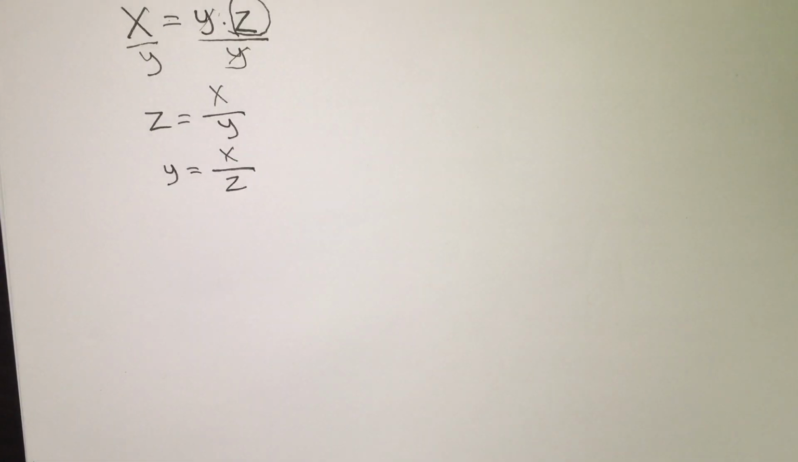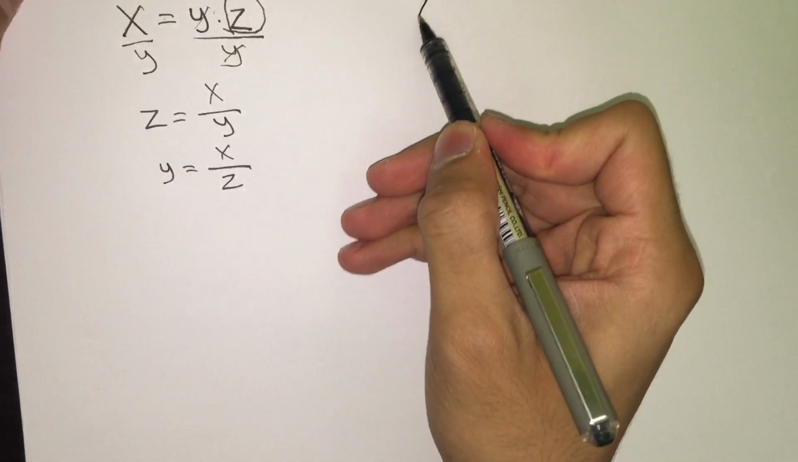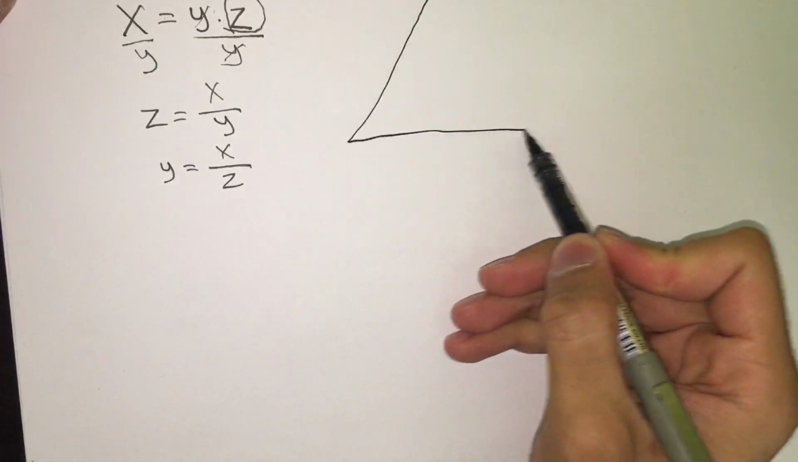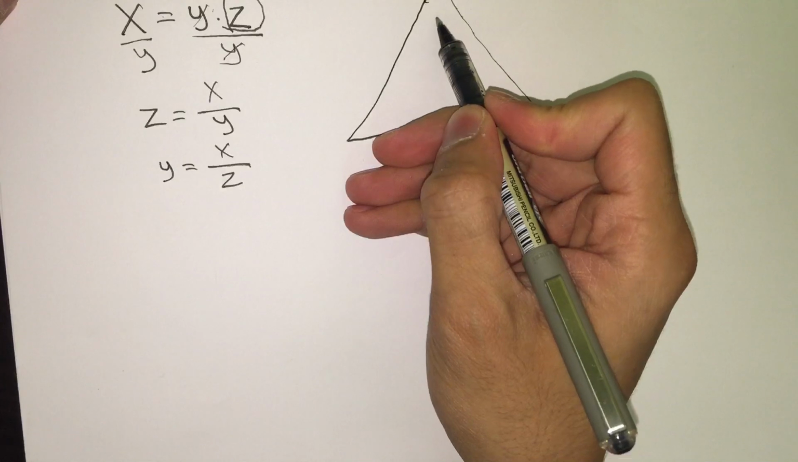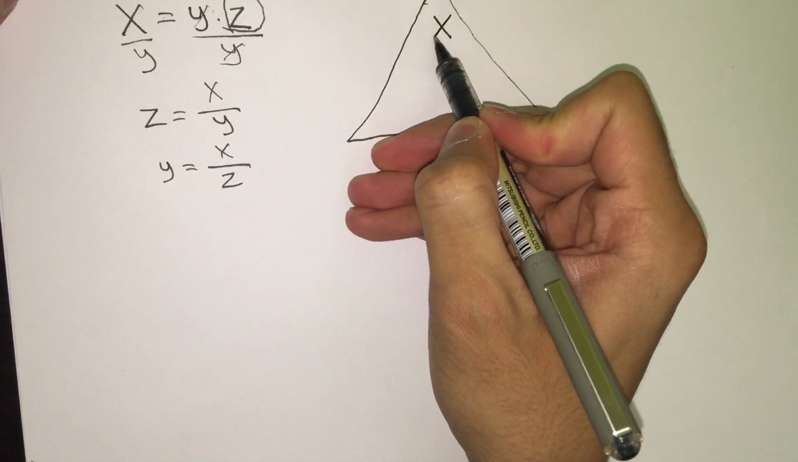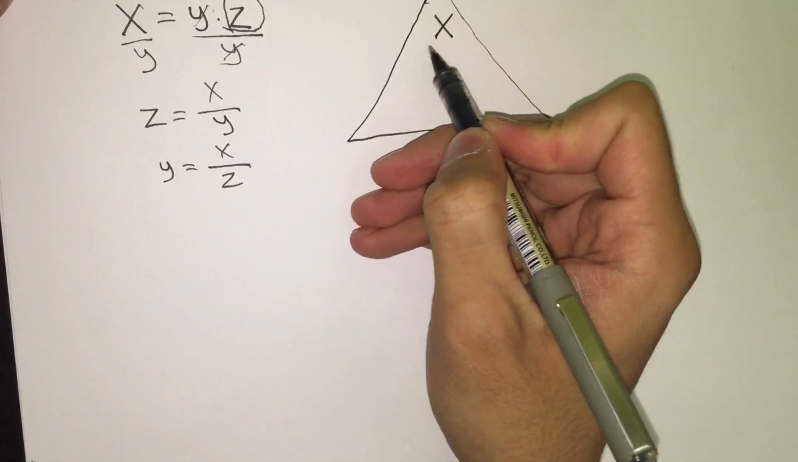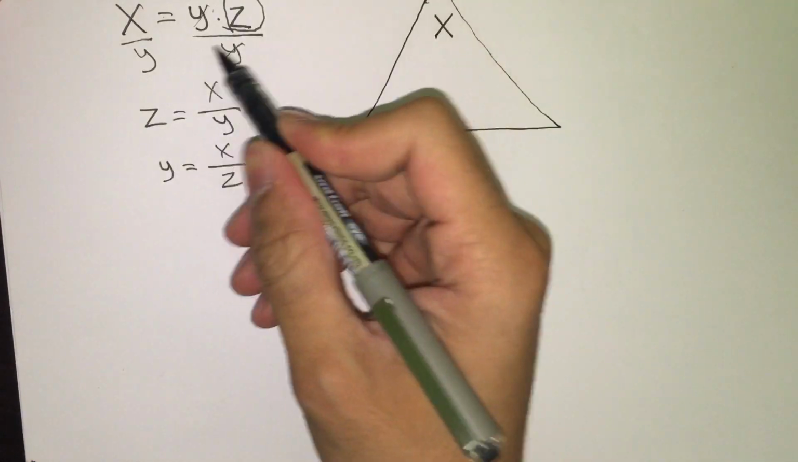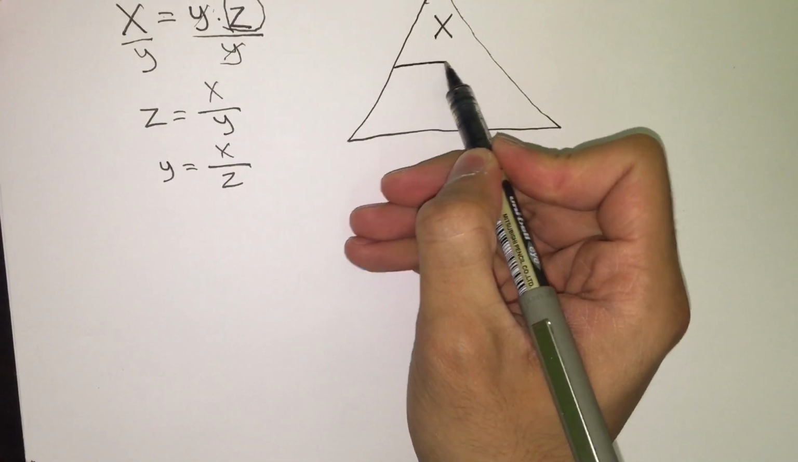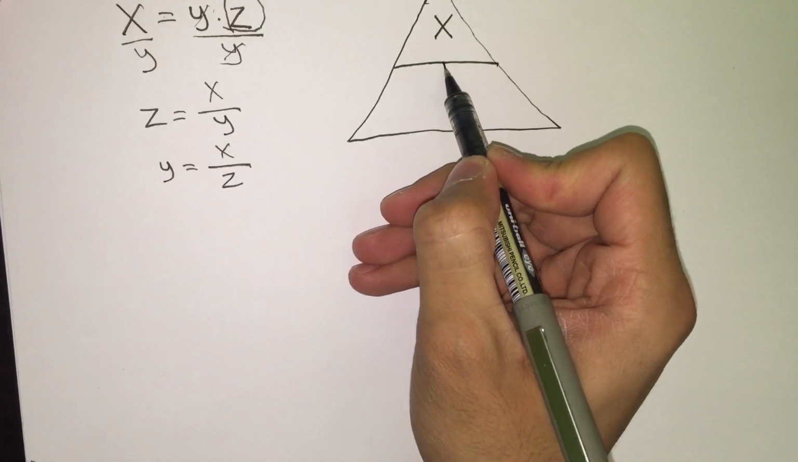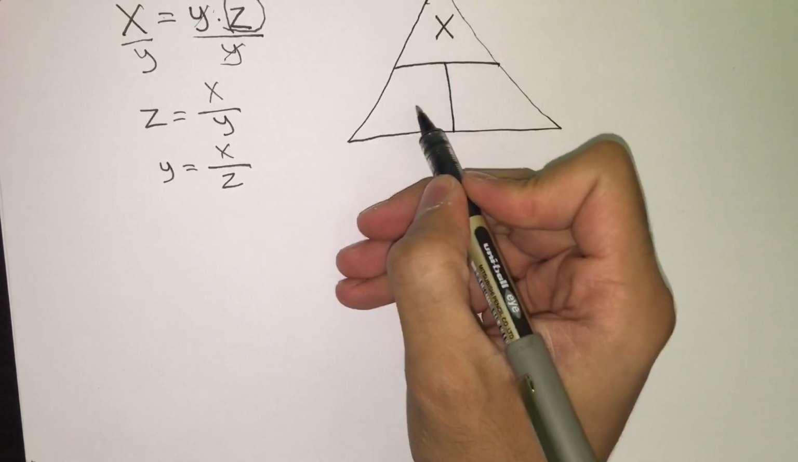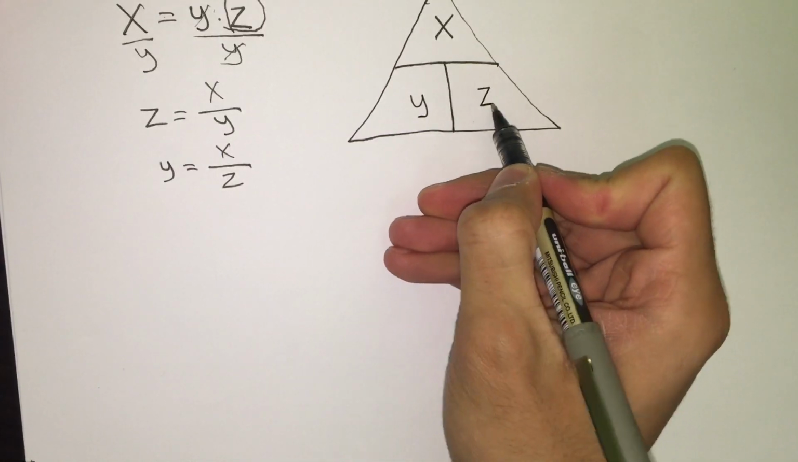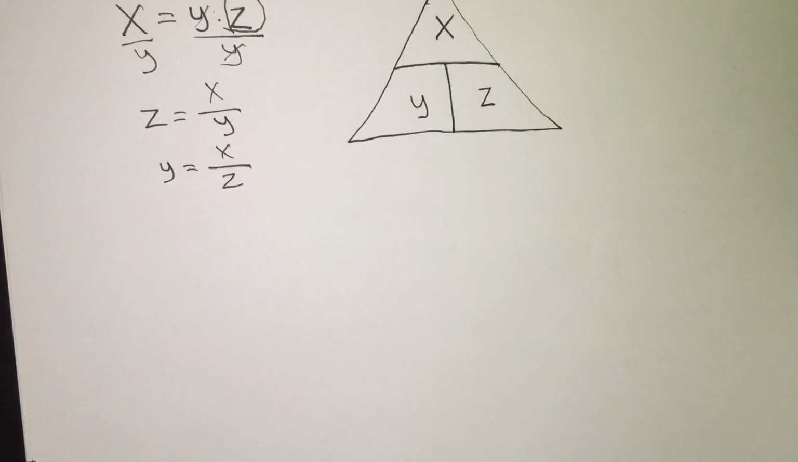So what is the triangle method? The triangle method, basically you just draw a triangle and you take the x. I will talk about why the x goes on top and not the y or z in just a moment. Let me just explain what is the triangle method. So you take the x on top of your triangle, the y and z go at the bottom.